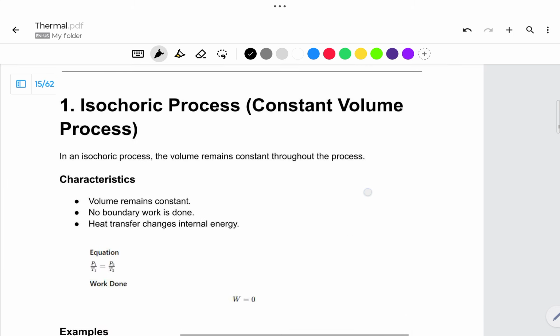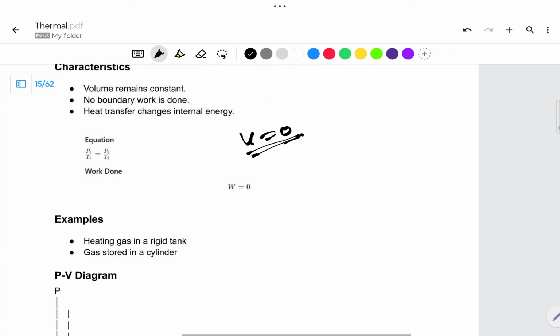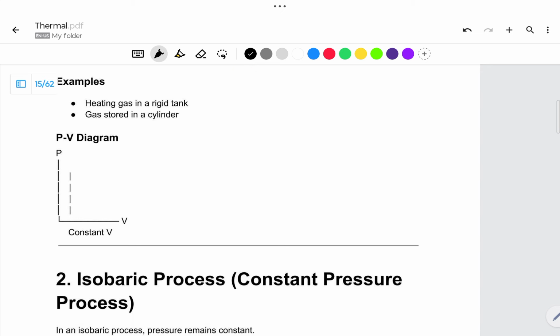So here you can see the equation is P1 by T1 equals P2 by T2, because the volume is constant. Next, here you can see the PV graph is like this.